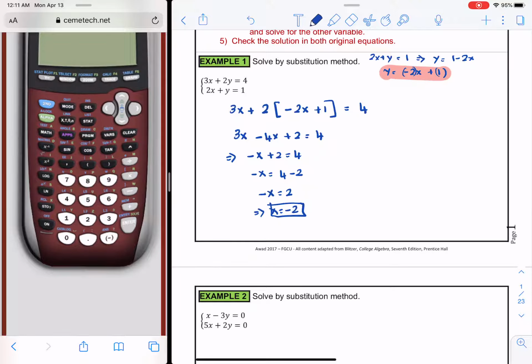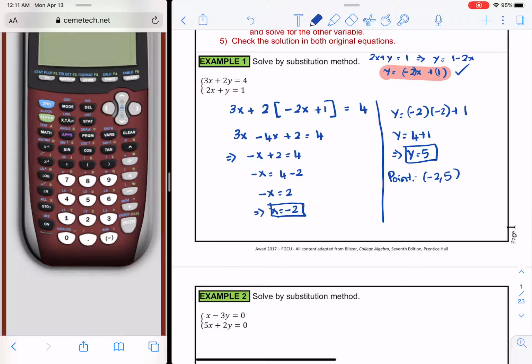Once we find the value of x, we take that and plug it in the expression that we started with. So y would equal negative 2 times negative 2 plus 1. Y would be equal to 4 plus 1, which is y equals 5. So as a point or a coordinate, this would be negative 2, 5, and negative 2, 5 is the point of intersection of the two lines.